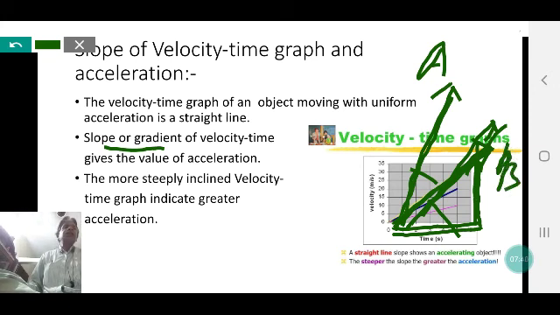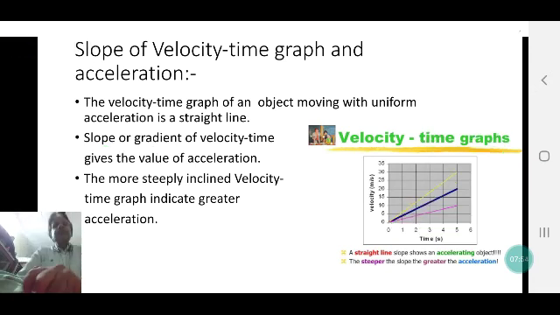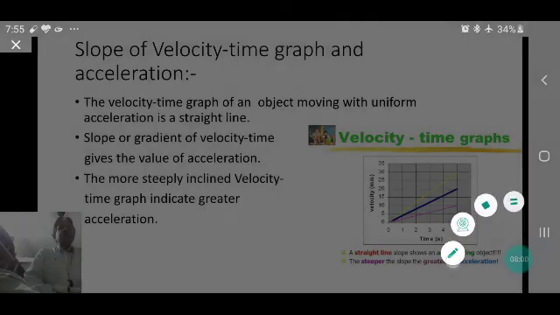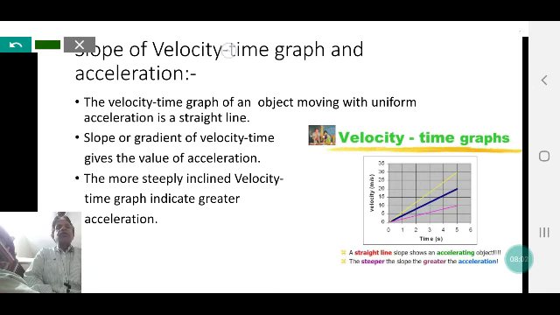The steepness of the graph matters: the more steeply inclined graph gives the greater value of the acceleration. How can you find the slope? As we discussed for the distance time graph, the slope of a graph can be found like this.